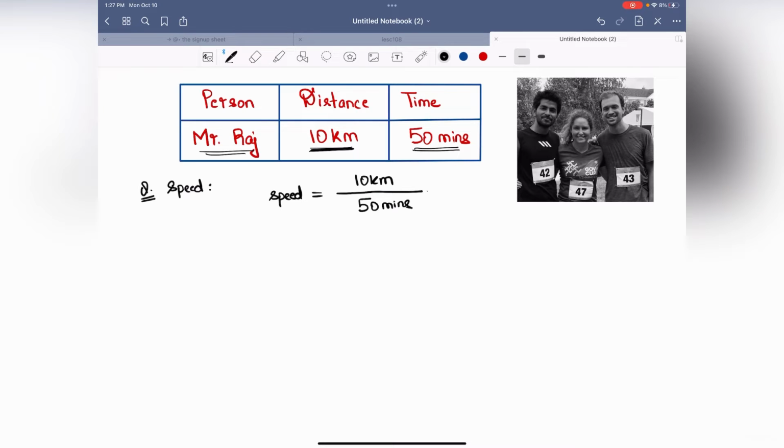And if you do that in your calculator, you should get 1/5, which is 0.2. So my speed is 0.2 kilometer every minute. Be careful about the units here, because you're dividing by minutes in the denominator. The speed is in kilometer per minute, which makes sense. If you're running 0.2 kilometer every minute, and if you add that 50 times, because there's 50 minutes, then you should get to 10 kilometers.